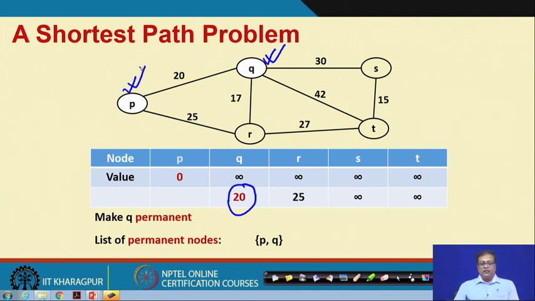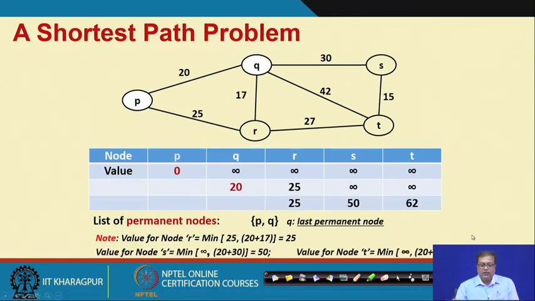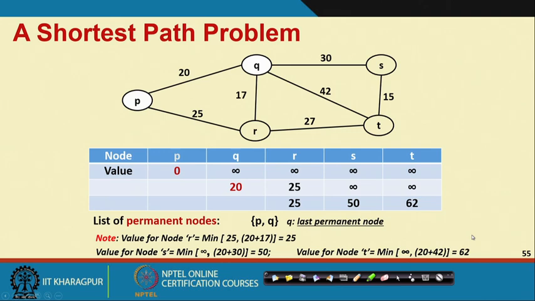Which one is our last permanent node out of P and Q? Because these two are permanent nodes, which one is our last permanent node? Last permanent node is nothing but Q, is it okay? So, last permanent node is Q. This fact we shall make use of in our next calculation. So, Q is our last permanent node.